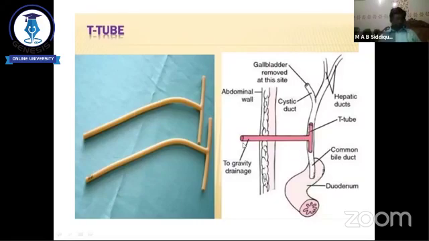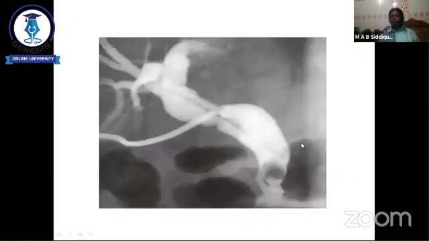By this tube we use contrast. In this way, the contrast visualizes the biliary tree, and we can see whether any negative shadow or filling defect is present or not, that indicates whether some stone is present or not. This is a contrast X-ray, a T-tube contrast X-ray.